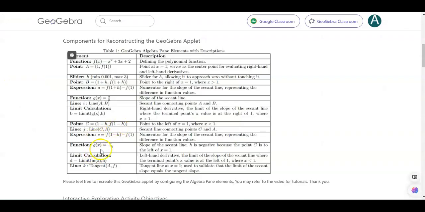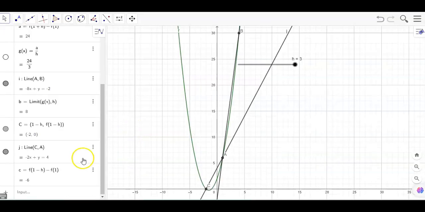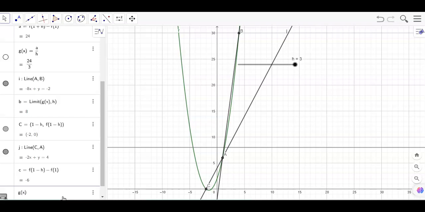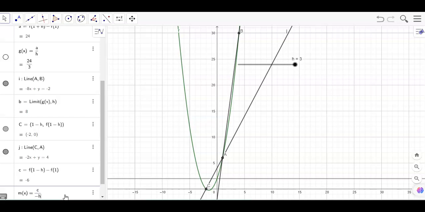Next, we type g of x is equal to c over negative h. This is the slope function of the secant line for the left-hand derivative. Why is the denominator negative h? Or why is h a negative h? H is negative because point C is to the left of x equal to 1. So we type m of h is equal to c over negative h.